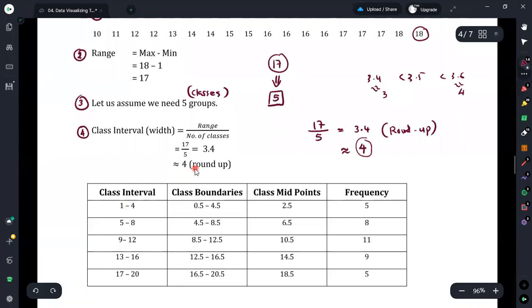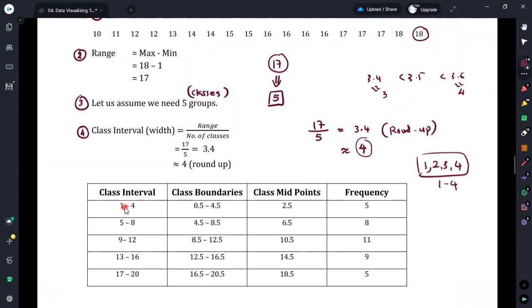Now we can see that the class interval is 4. Therefore, we have to count 4 units including 1. That is why we get the upper limit as 4. It is because we have to include 4 units, which means 1 has to be included there, then 1, 2, 3 and 4. That is why we can say the first class is 1 to 4.